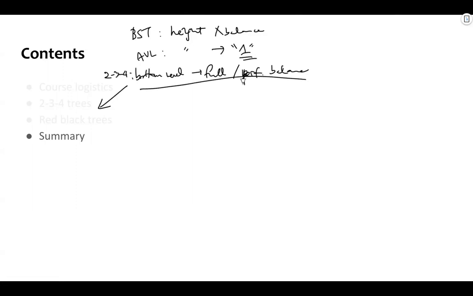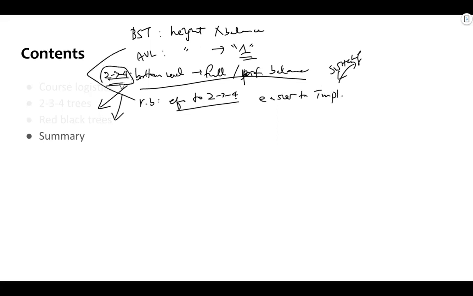All the bottom nodes have the same level. And these 2, 3, 4 trees were quite hard to implement because there was frequent switching of nodes. So what we do is create red-black trees, which are equivalent to 2, 3, 4 trees. However, they are easier to implement than 2, 3, 4 trees. So we talked about 4 types of binary search trees.